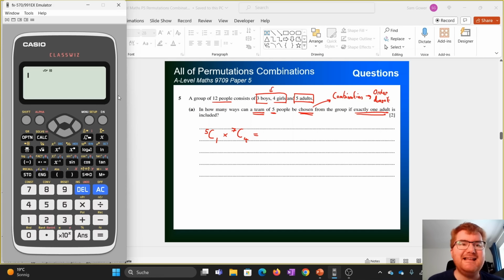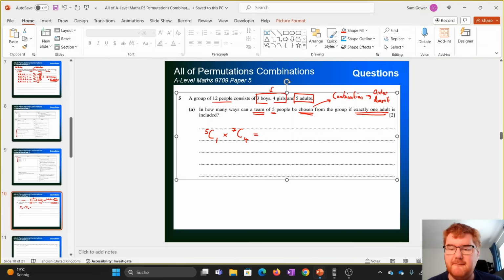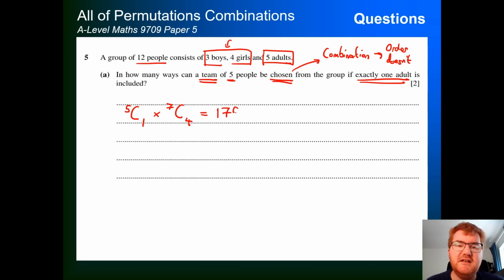So we've got the calculator here. We're going to be using this nCr button at the bottom. The way we use this, we have 5 and press the shift button, that's C1, and then multiplied by 7, shift C4. Make sure you know how to use the C and P on your calculator. And that then gives us 175, which we can write in for our 2 marks.